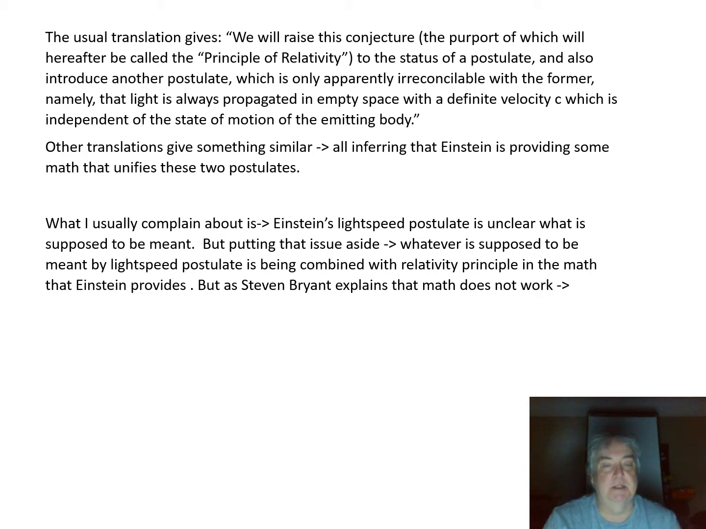Other translations give something similar, inferring that Einstein is providing some math that unifies these two postulates. What I usually complain about is that Einstein's light speed postulate is unclear about what is supposed to be meant, but putting that issue aside, whatever is meant by the light speed postulate is being combined with the relativity principle in the maths that Einstein provides. But now, as Stephen Bryant explains, that maths does not work.